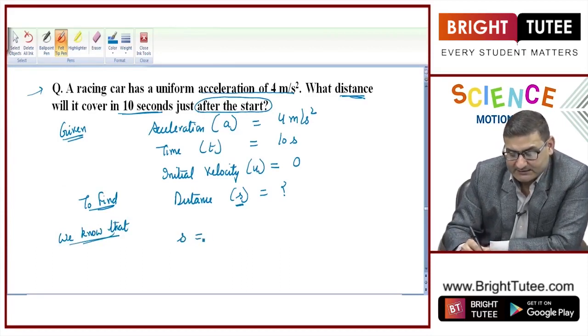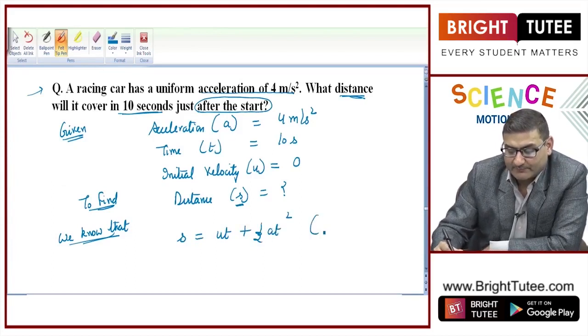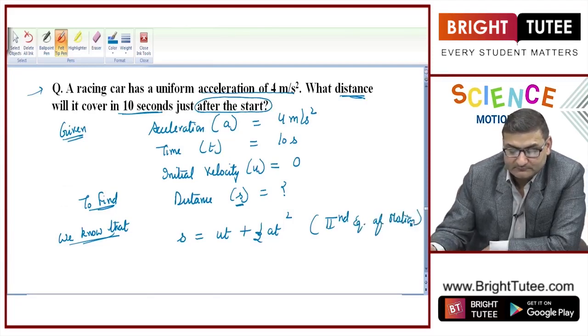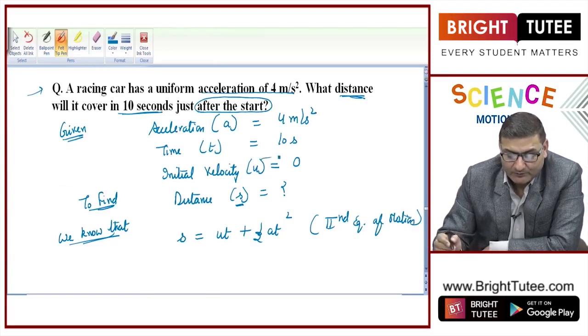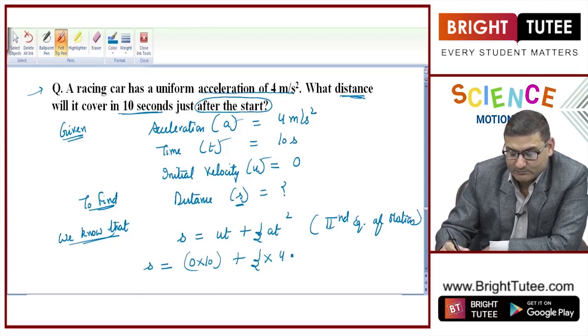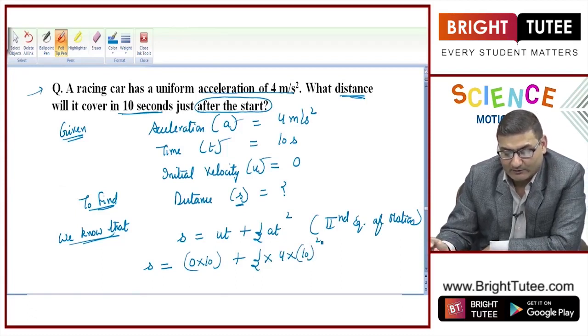We know that s is equal to ut plus half at square. This is the second equation of motion. Right? I know the value of u, I know the value of a, I know the value of t. Just putting the values, I will get s is equal to u, which is 0, multiplied by t, which is 10 seconds, plus half into a, which is 4 meter per second square, multiplied by t, yet again 10 seconds, and I will make the square of it.